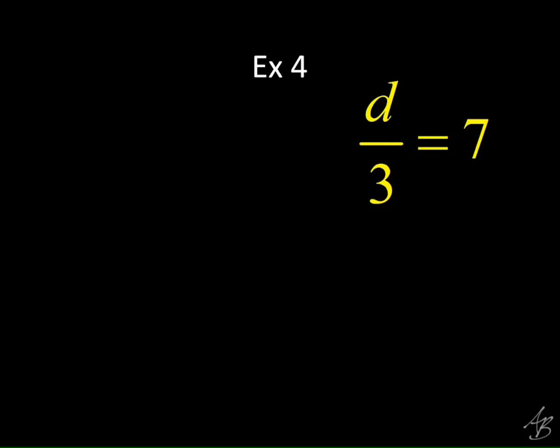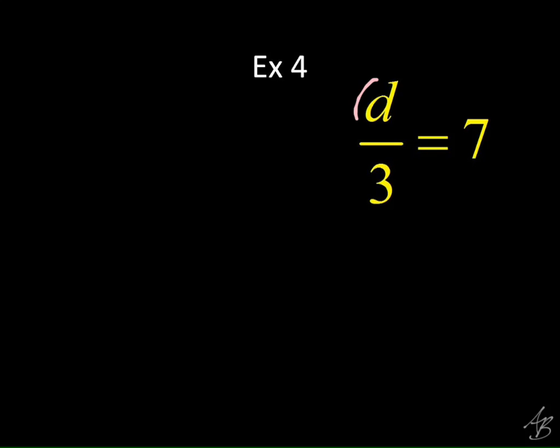Now, this is an example where it looks like we have a fraction, and we really do have a fraction, but we're not going to treat it like a fraction. It means divide, exactly. So when we do problems like this, we're going to treat this as a division problem. Okay, this d over 3 really means d divided by 3. So we're going to treat this as a division symbol and do the problem accordingly.